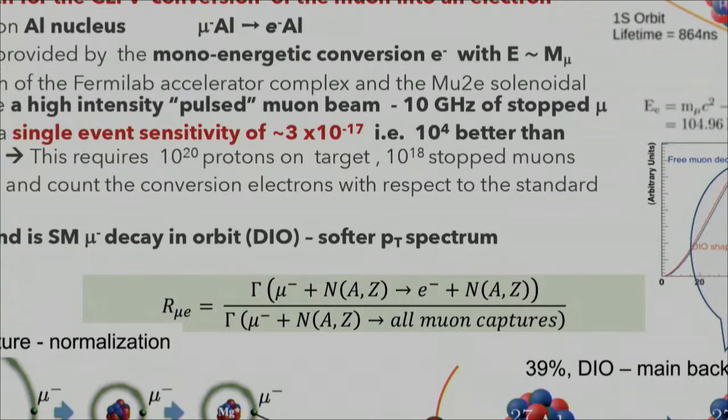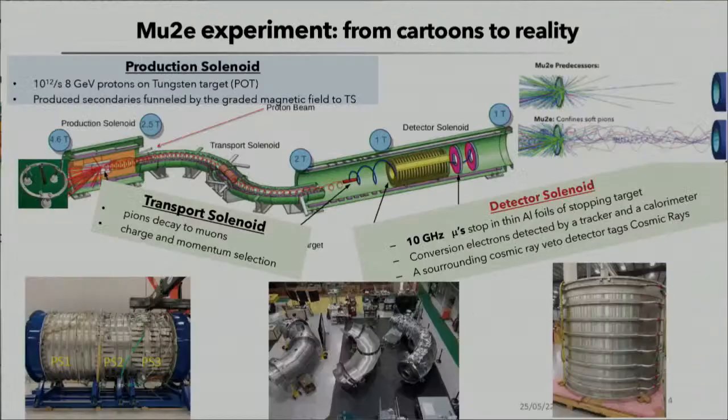Here you see the theoretical monoenergetic line and the Michel spectrum of the DIO shape. Of course, resolution effects make these events enter the signal window. And therefore, we need to have a very, very good resolution in our detectors.